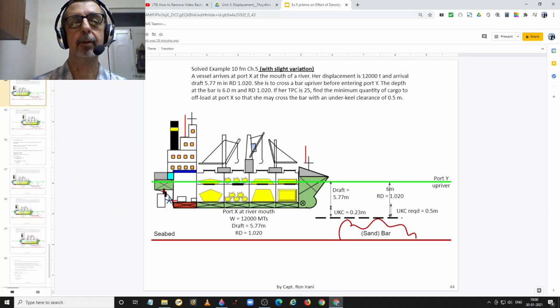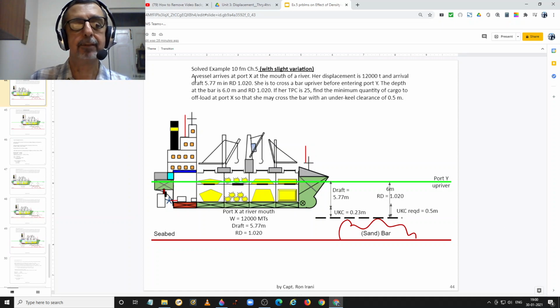I am Captain Rani. In this video, I am going to take you through an already solved example number 10 from chapter 5 in Captain Subramaniam's textbook, Ship Stability 1. I am going to start with a slight variation of the same problem from his textbook.